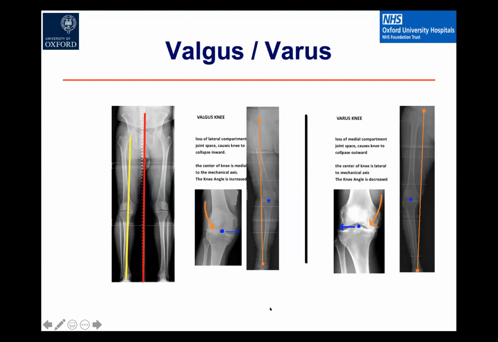You all know this, but again, just a recap: valgus and varus alignment of the knee. If you have a valgus knee, what we would say is that the center of the knee is medial to your mechanical axis. And on the right here, you have a varus knee where the center of the knee is lateral to your mechanical axis.